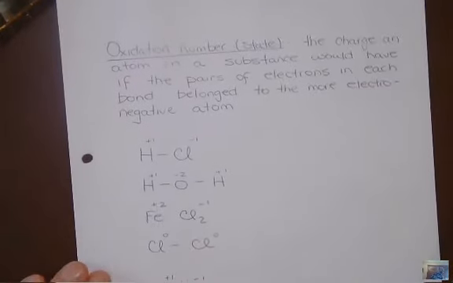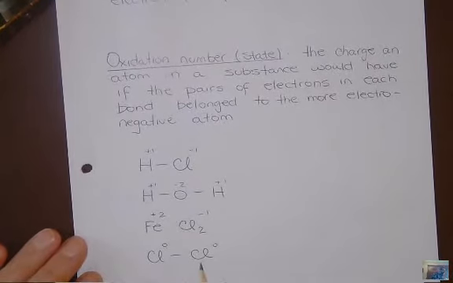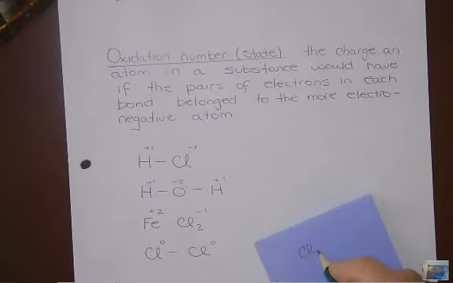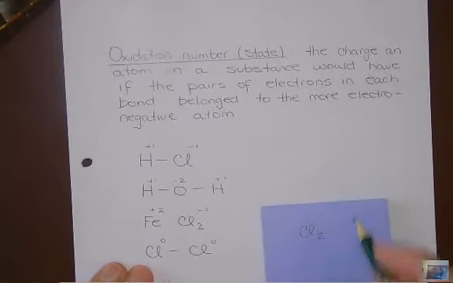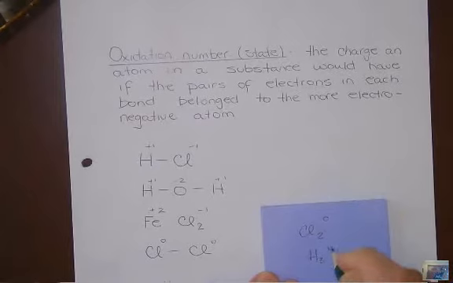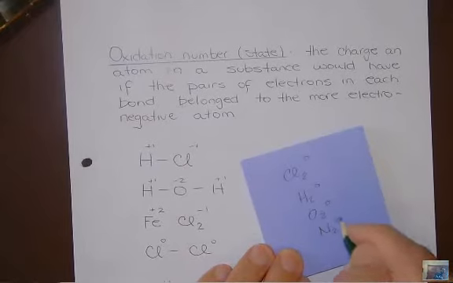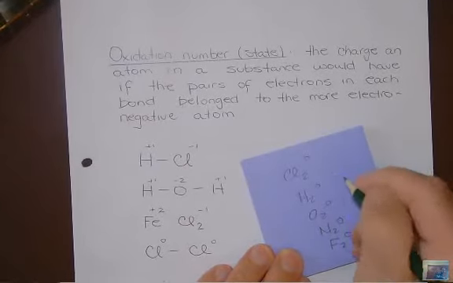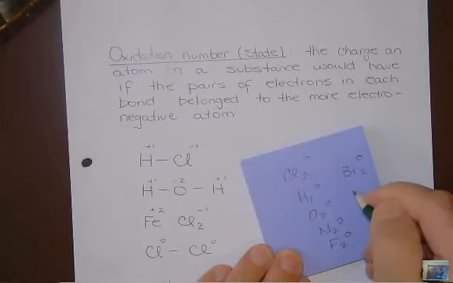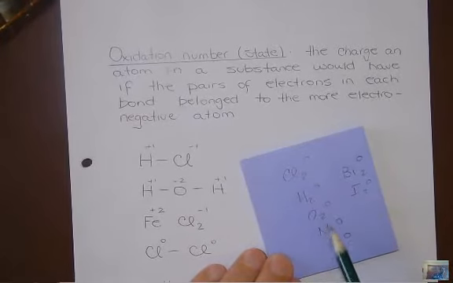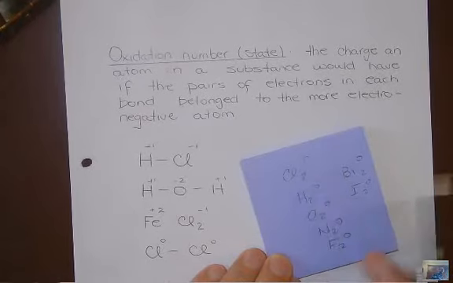And the last one, the oxidation state on an element is always 0. Chlorine is a diatomic element. It's one of 7 elements that always double up. So in Cl2, each chlorine is 0. In hydrogen, each hydrogen is 0. In oxygen, each oxygen is 0. All of those typical diatomic elements: fluorine, bromine, iodine. Those 7 things, 1, 2, 3, 4, 5, 6, 7, they love to double up. If they were to split, each one would be 0.